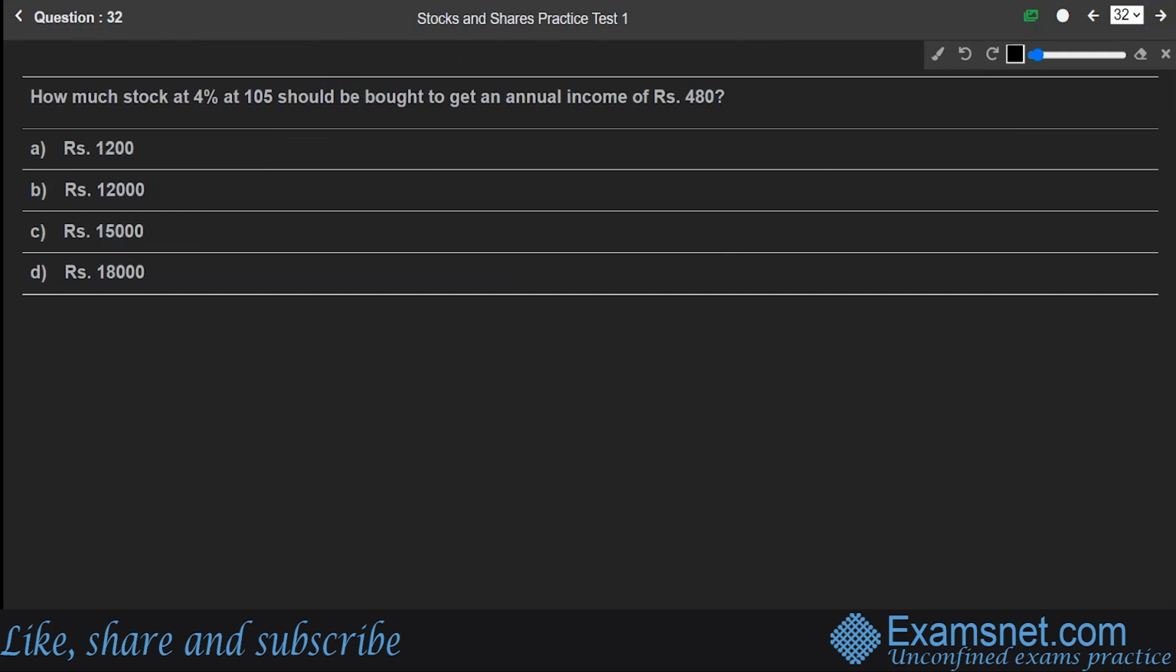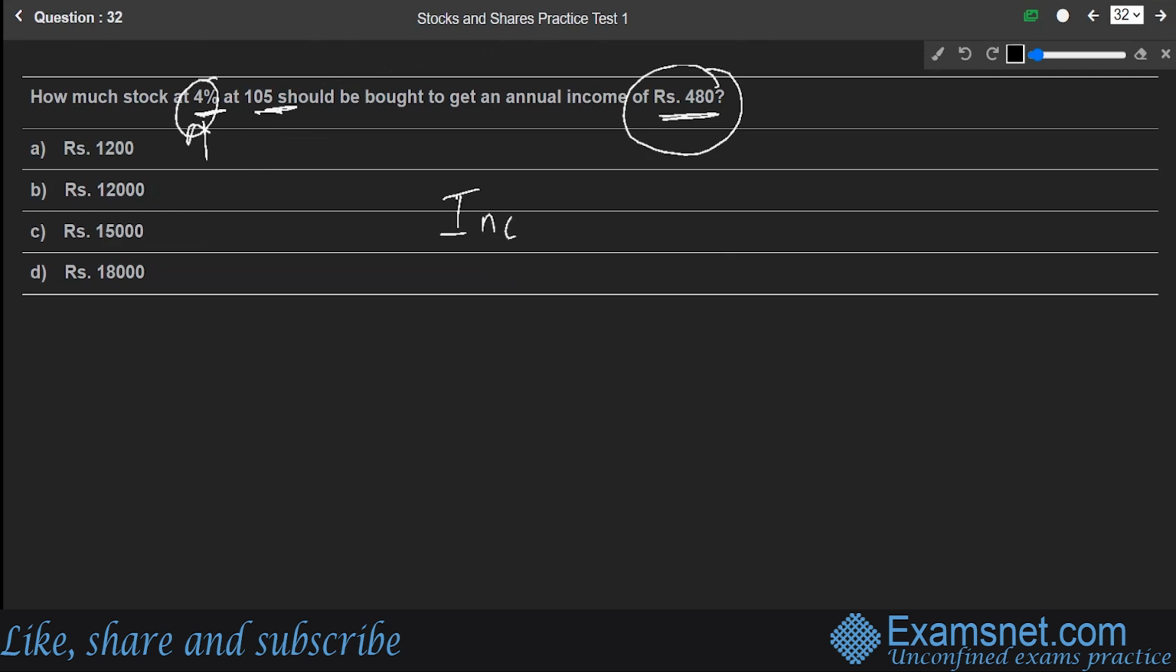Now, how much stock at 4% at 105 should be bought to get an annual income of rupees 480? They are saying stock available at 4%. That means if you invest 100 rupees, you are going to get 4%, that is 4 rupees. So they are asking how much should be bought to get an income of 480. If you want to earn 480 rupees, how much will you have to invest? So we can do it this way.